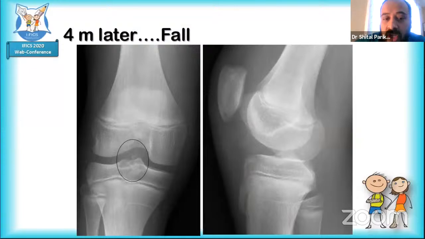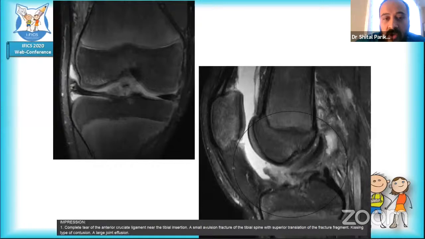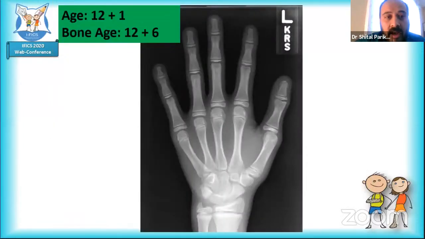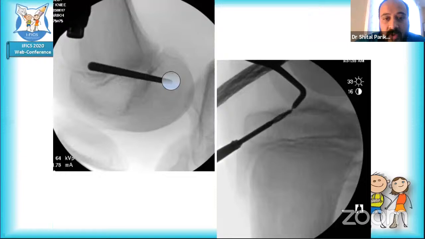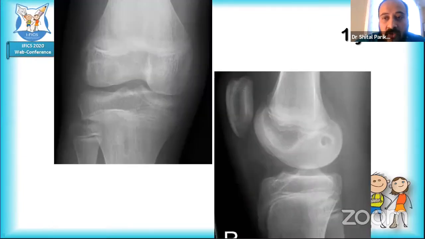But then 4 months later, the patient had a fall again. I don't know if it was really a fall or my fixation was kind of tenuous, but the patient did avulse it again. And this time the fragment was even smaller, because I think the screw made the piece a little bit comminuted. And so the patient eventually underwent an ACL reconstruction here. You can see now the piece is not like it was on the previous MRI. The bone age was 12 years, and all these options were considered, iliotibial band, the epiphyseal and transphyseal. I went with the epiphyseal ACL reconstruction, and I've got a 2-year follow-up as well recently, and the patient has done fine.